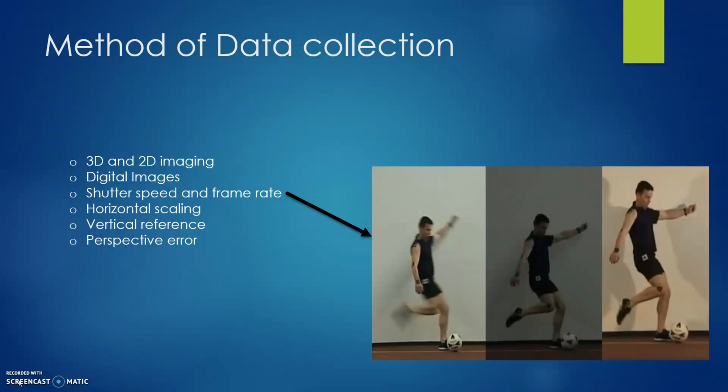There can also be some errors with the recording. For example, the horizontal scaling may be where the camera isn't aimed at the right position, so hasn't been able to capture the action effectively. And there is also the perspective error. So wherever the camera is set up, it may not show an accurate representation of how it went.